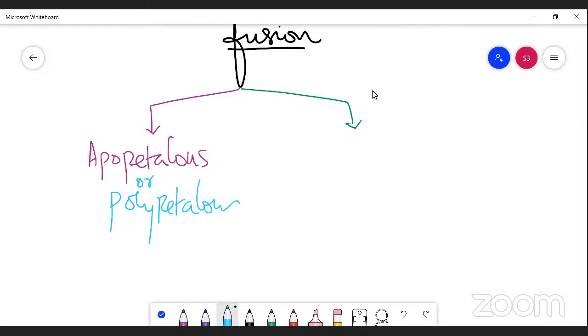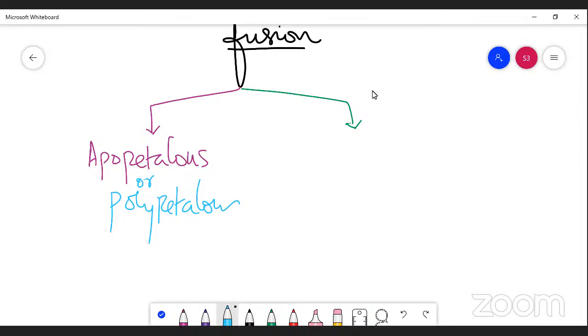So when I go for classification of plants, this character has been highly considered by taxonomists. Those plants having petals that are free, without fusion, are called polypetalous, or also known as apopetalous. Apo means the petals originate freely in a flower. Poly means free. The petals originate in a flower freely without fusing at the base. So that is called polypetalous.